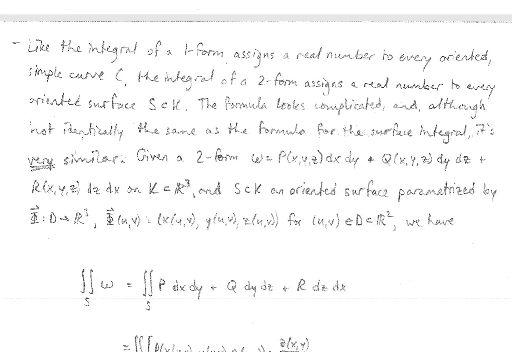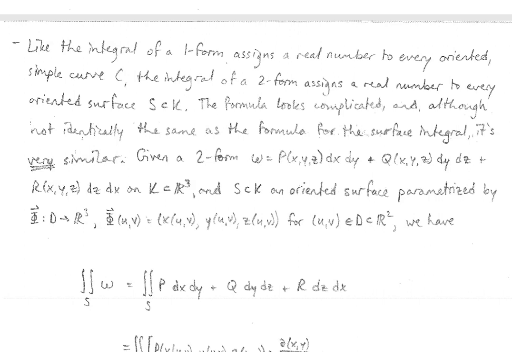As we just saw, the integral of a 1 form assigns a real number to every oriented simple curve. The integral of a 2 form assigns a real number to every oriented surface S. The formula will look a little complicated, and it's going to look almost identical to the formula for the flux across a surface in R3. It's going to look like it's the same thing, but it's not quite. There's one little thing that goes off, but it's very, very similar.